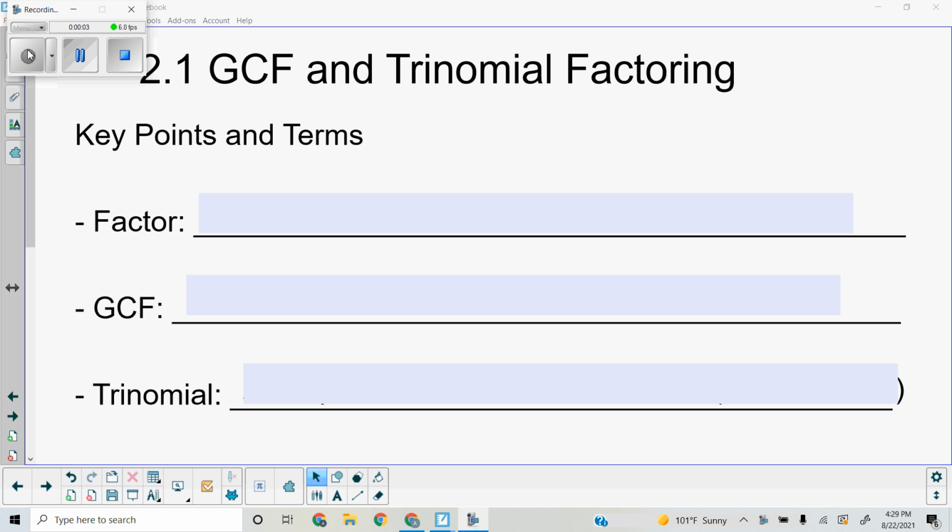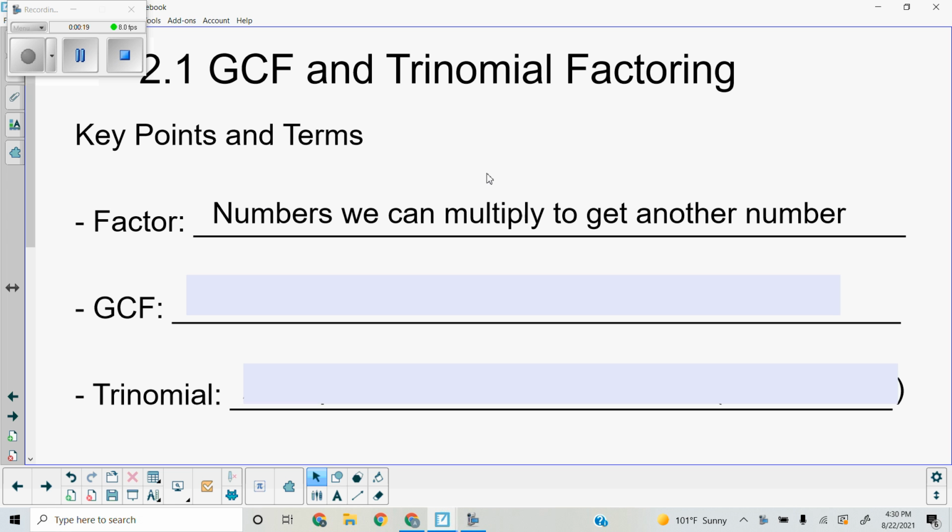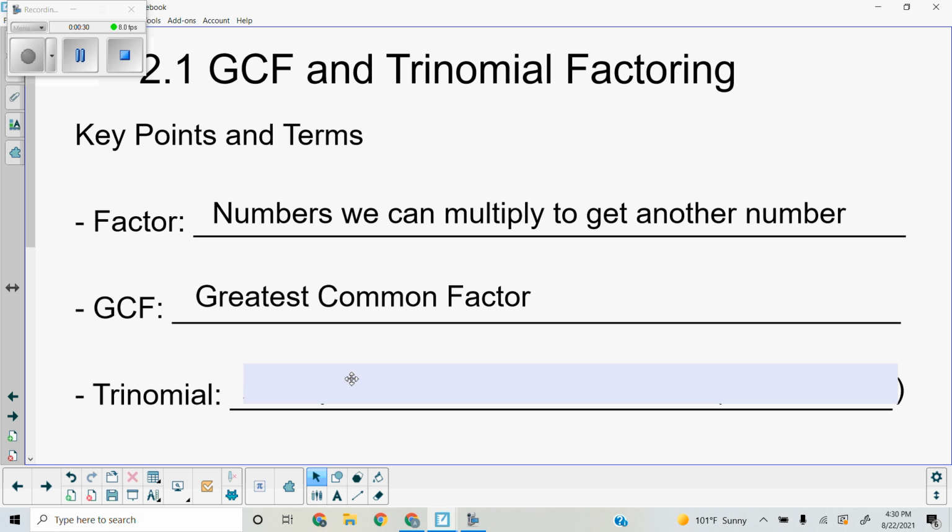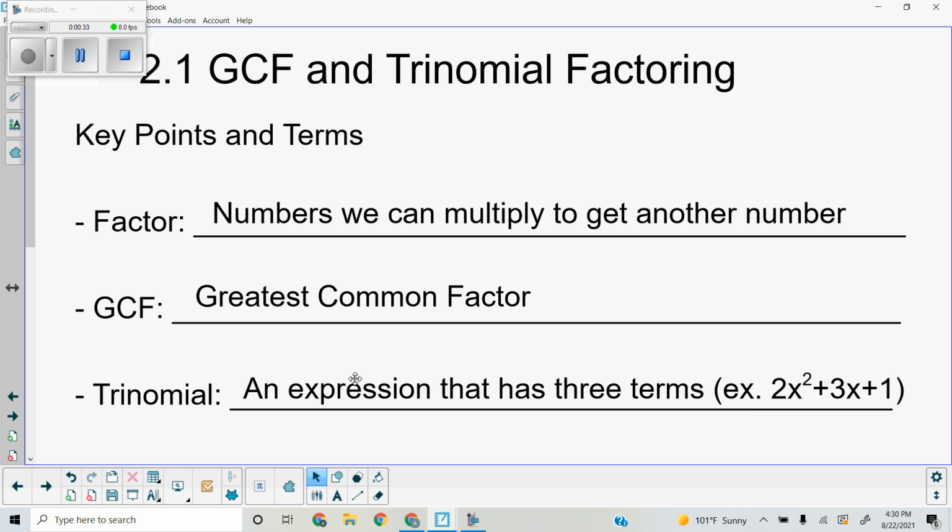For 2.1, we're looking at GCF, which means greatest common factor, and trinomial factoring. So here's some key vocabulary you need to know, and these are on your guided notes. Factors are numbers we can multiply to get another number. Our GCF is our greatest common factor, and a trinomial is an expression that has three terms. For example, 2x squared plus 3x plus 1.